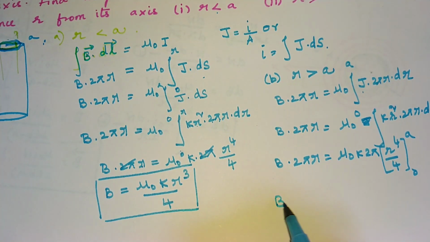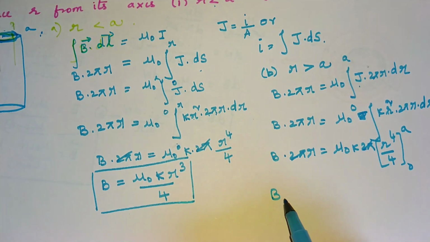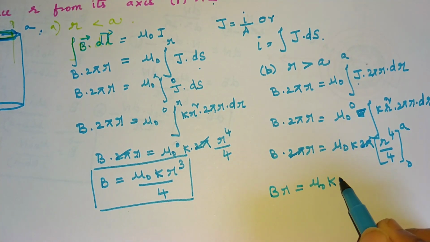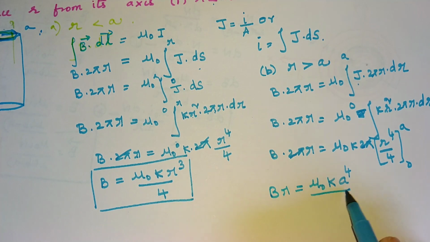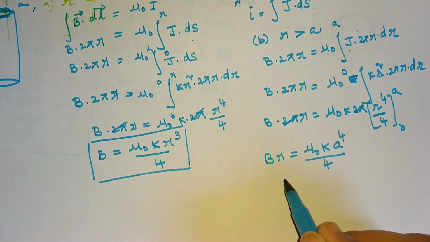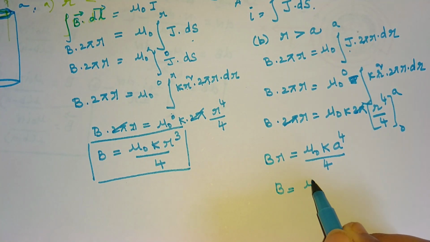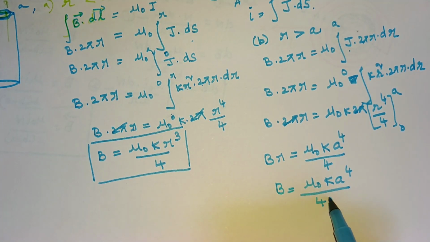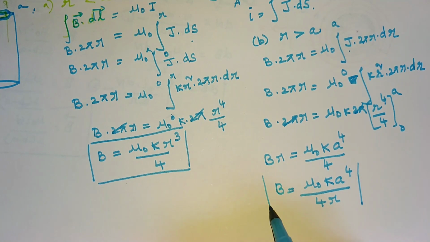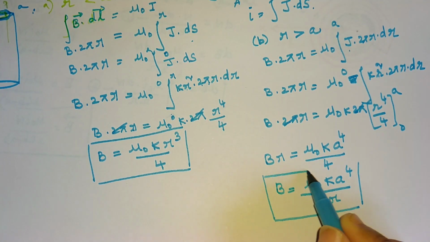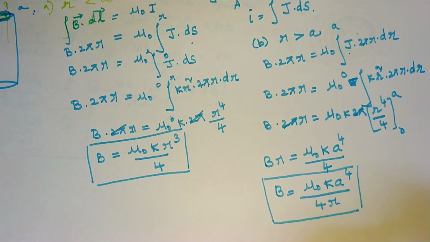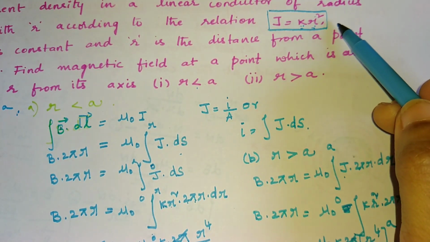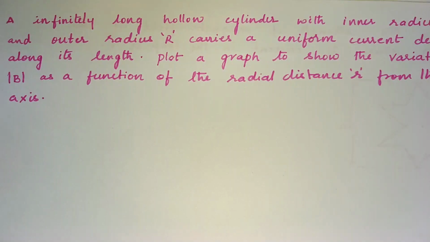B into 2 pi gets cancelled, so B into r is mu naught K, A to the power 4 by 4. This implies the magnetic field is mu naught K A to the power 4 by 4 times small r. This gives you the magnetic field for a point which is lying outside if your current density varies according to the relation J is equal to kr square.